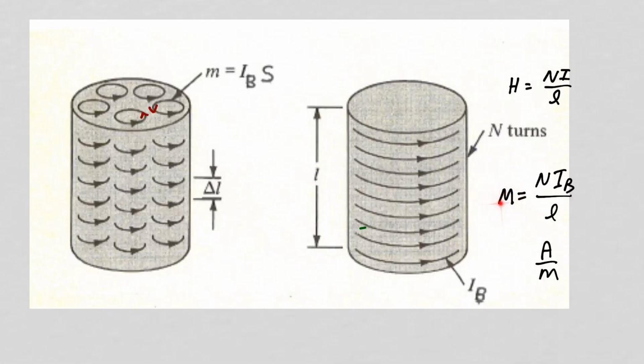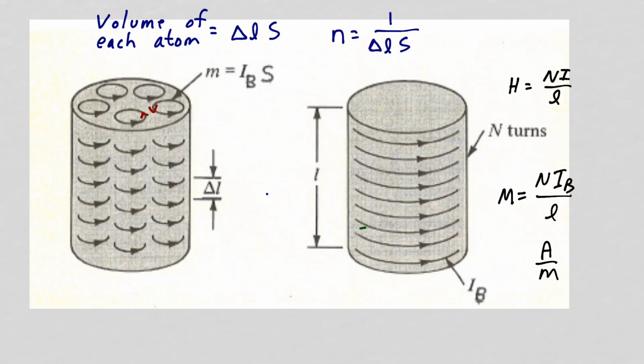So the volume of each atom will be the spacing between the atoms, which we'll call delta L, times the cross-sectional area, which is this area in our magnetic dipole moment, S. We will use a lowercase n to represent the atomic density, the number of atoms we have per cubic meter, and that will be just 1 over the volume of each atom, or 1 over delta L times S. So I've rewritten this equation for the magnetization over here, that M is equal to N times the bound current divided by the length of the sample.